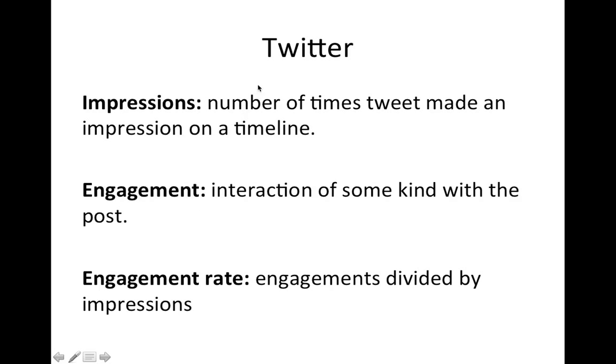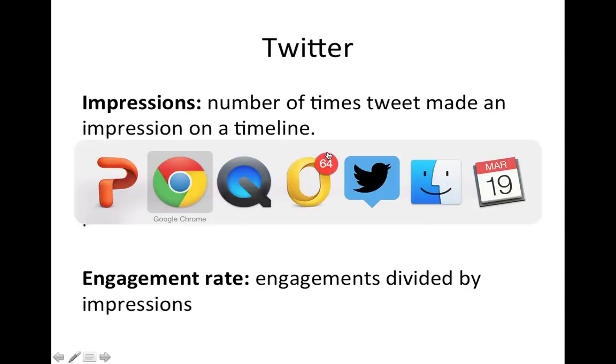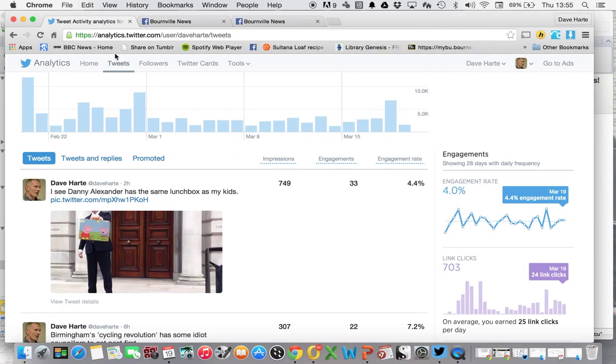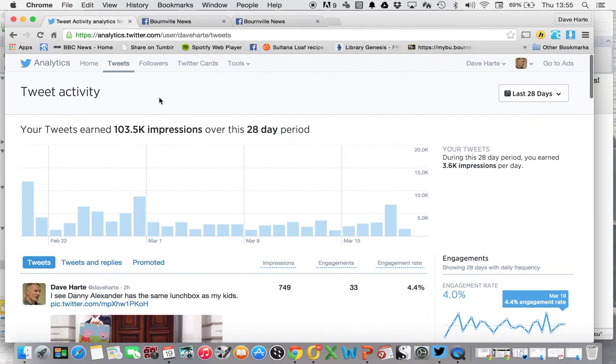So on Twitter, we have impressions. Impressions tends to be the word they use. And this is the number of times a tweet made an impression on a timeline. Engagement, as we said, is interaction of some kind. And on Twitter, it foregrounds the engagement rate, which, as we said, is engagements divided by impressions. So let's have a look at the Twitter activity. So here we go, we're on our tweets tab, and here's the list.